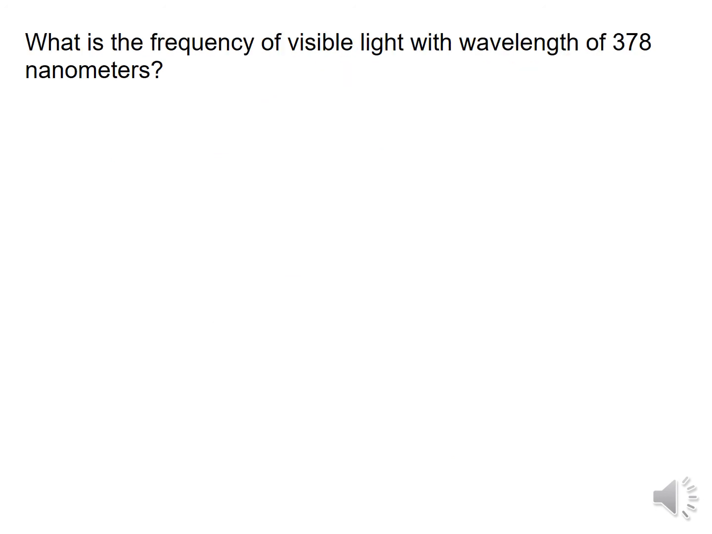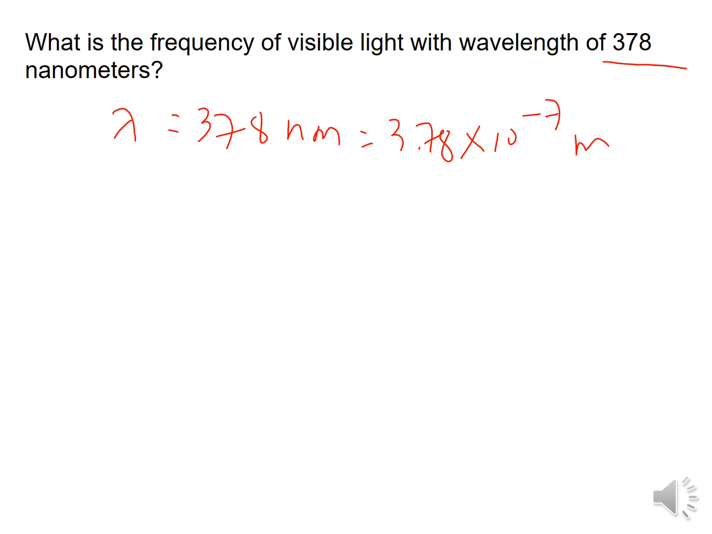So what is the frequency of visible light with wavelength of 378 nanometers? Wavelength is 378 nanometers, or 3.78 times 10 to the negative 7, or 378 times 10 to the negative 9 meters. Okay, so we are asked to get frequency.